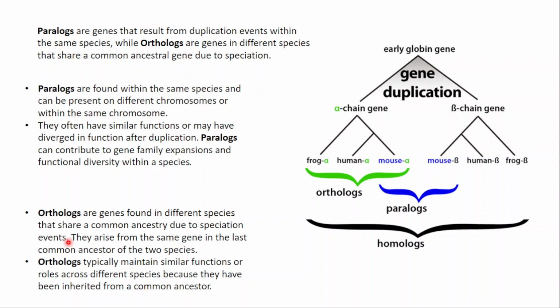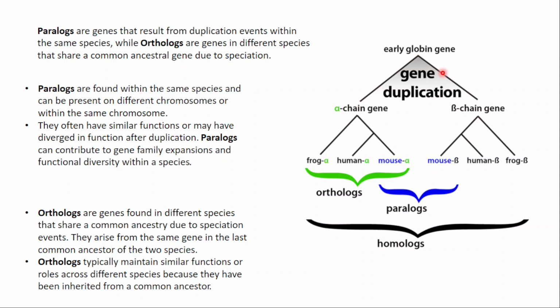So, two different species and the same genes, those are orthologs. Same species, two different genes, those are paralogs. Orthologs arise from the same gene in the last common ancestor of the two species. Orthologs typically maintain similar functions or roles across different species because they have been inherited from the common ancestor. So generally we assume that orthologs are genes having similar function but in two different species.